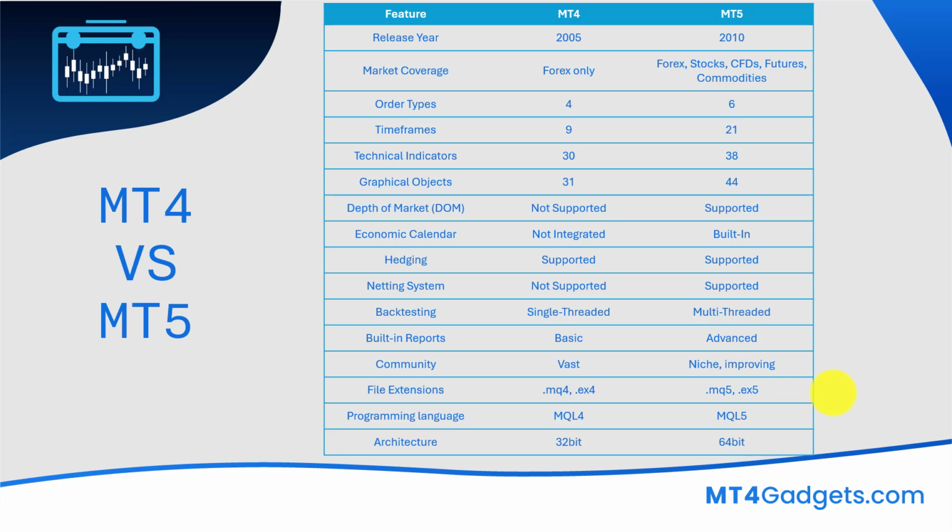File extensions. This is especially interesting for you if you work with custom tools. So if you create your custom tools, or if you buy custom tools, and by custom tools, I mean custom indicators, expert advisors, scripts, trading bots, and similar. MetaTrader 4 works with .mq4 or .ex4 extensions, while MetaTrader 5 uses .mq5 and .ex5 extensions.